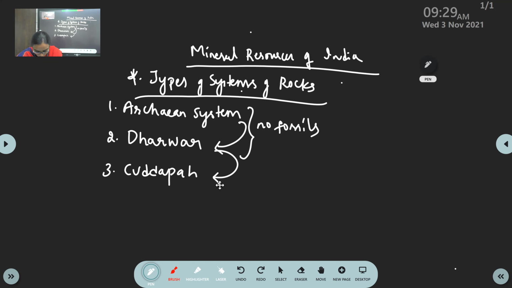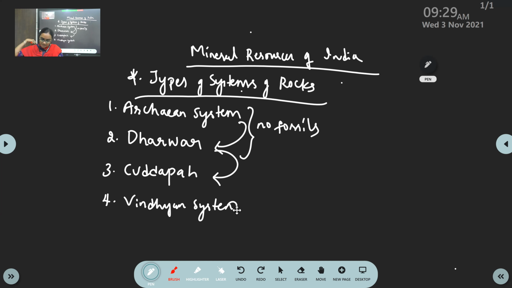Next system, fourth system, Vindhyan system. Where do we have the Vindhyas? After the Great Plains, we have this Vindhyan range. It is known by different names in different places. Can you name those ranges? Kaimur, Maikal, Mahadeo.